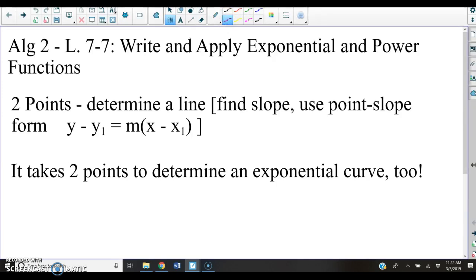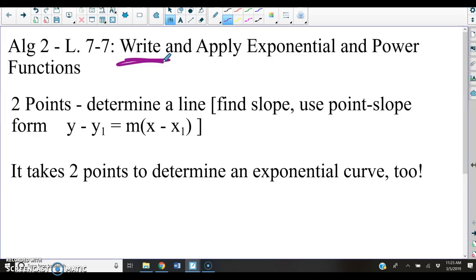I had said that lesson 7.6 was the last one, but there is lesson 7 in chapter 7. The reason I didn't remember that is because I didn't have the notes written, but now I have the notes written. We're going to write and apply exponential and power functions. So we've got to figure them out.